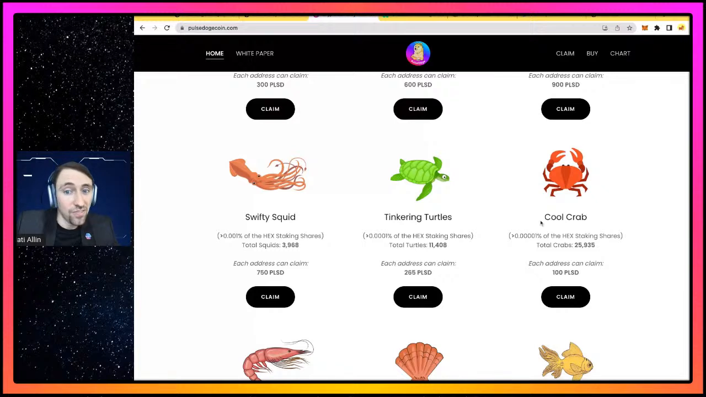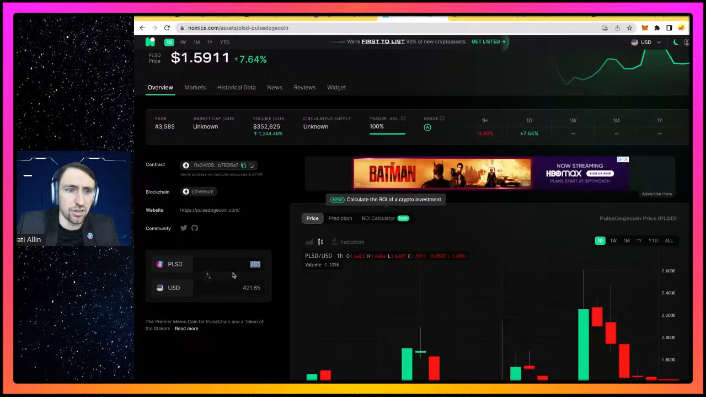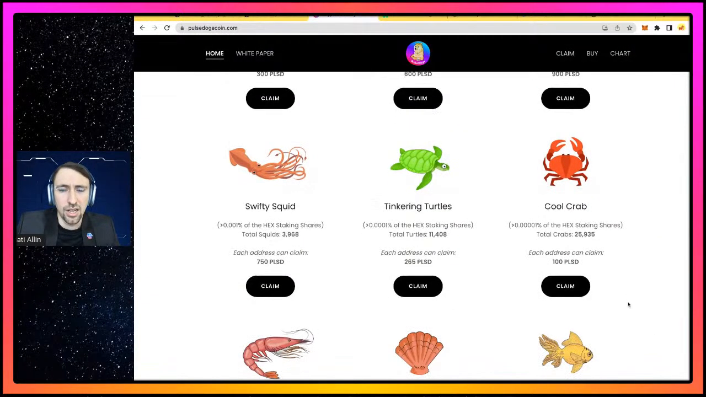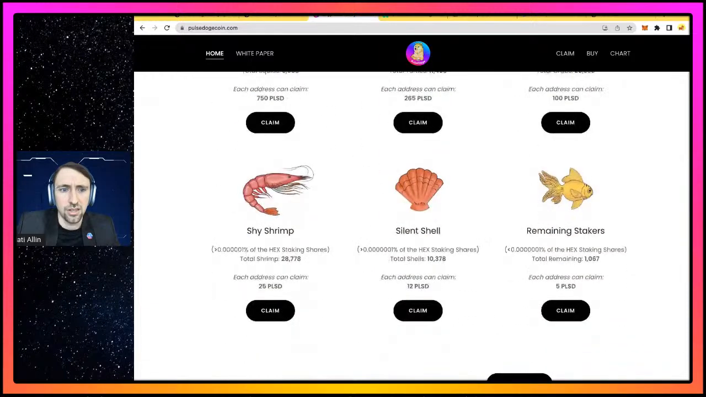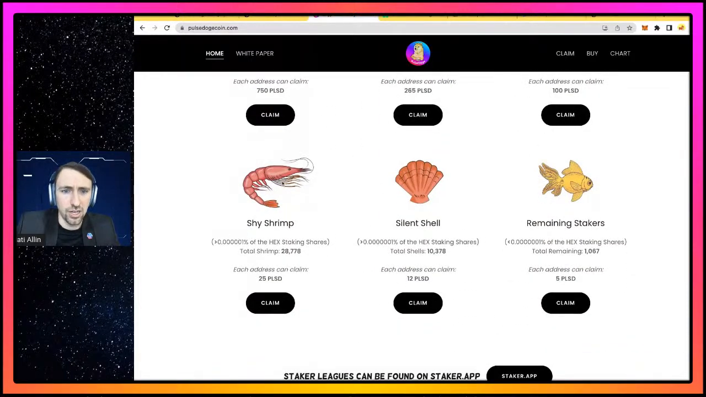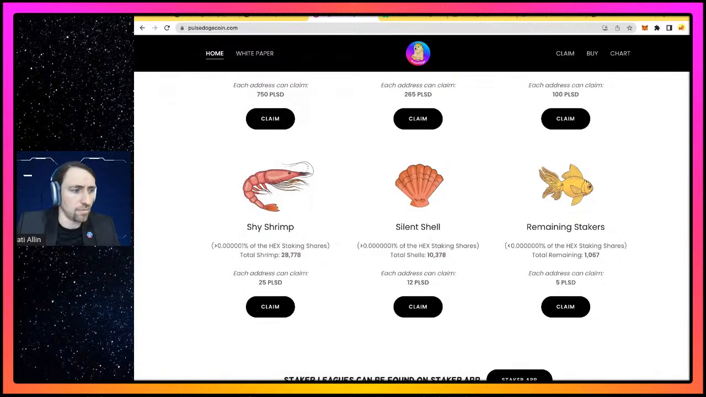So I think it's cool that the cool crab is getting 100 PLSD, and that's people who have 1 TShare or more. 100 PLSD, about $160 at $1.60. And let's see. Then a shy shrimp is somebody who has 28,000 of them. And people are retweeting.